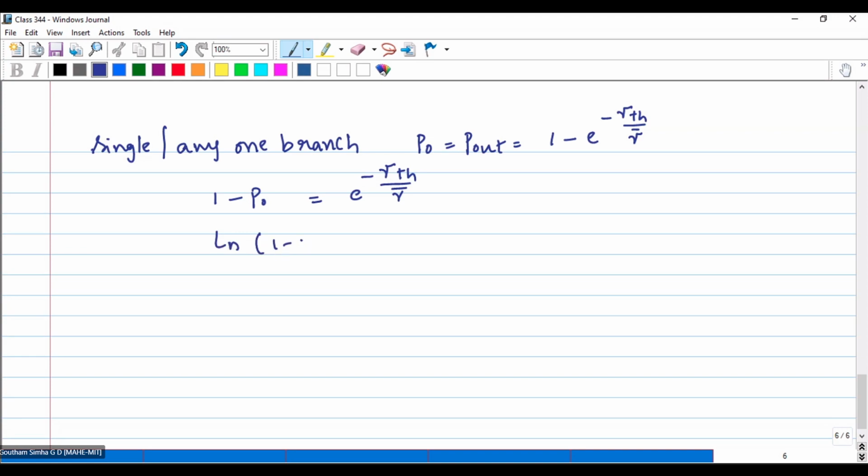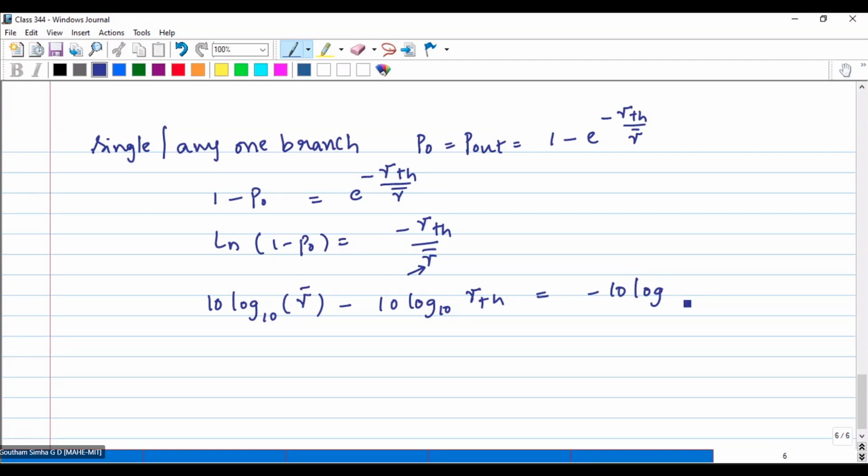Natural log of 1 minus P naught is equal to minus gamma TH divided by gamma bar. And hence change the sign and get in terms of gamma bar. I want it in terms of this. So I will take it as 10 log 10 of gamma bar minus 10 log 10 gamma threshold, that is equal to minus 10 log 10 of natural log of 1 by 1 minus P naught.